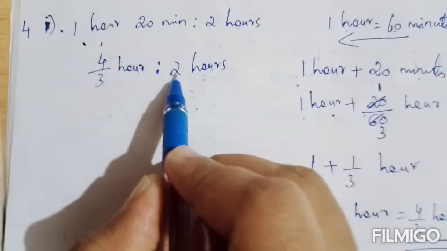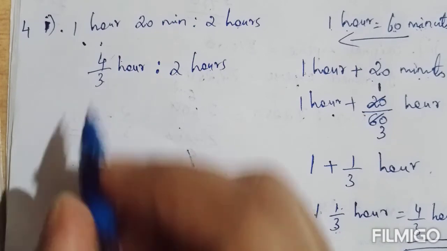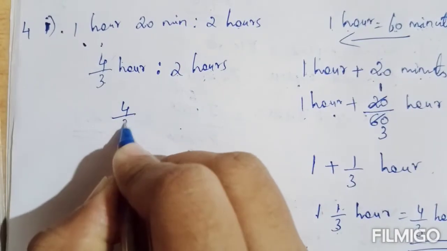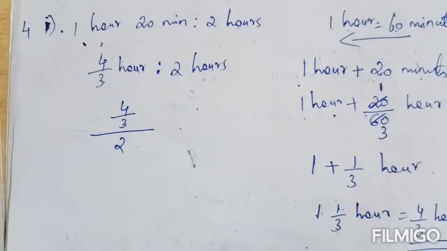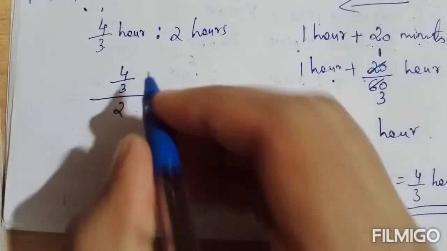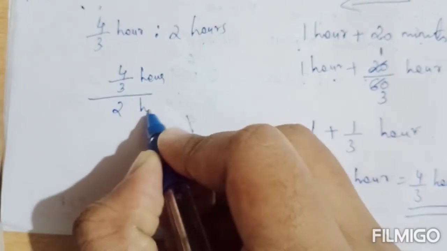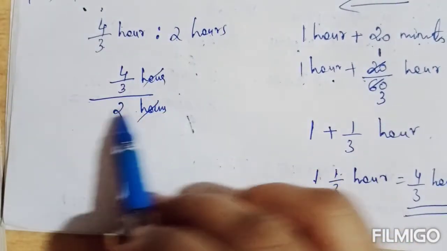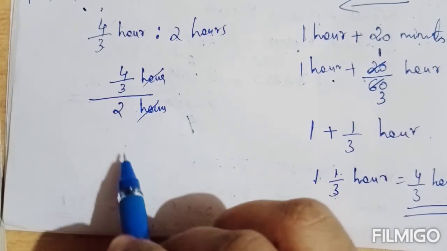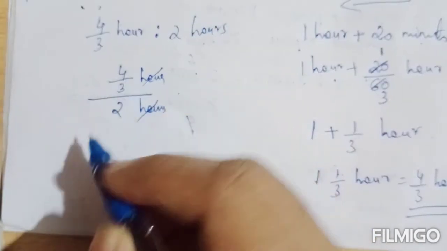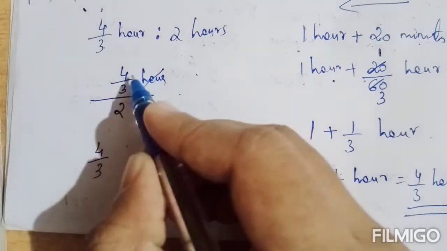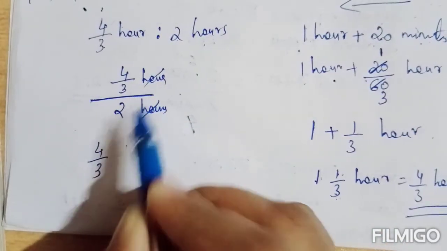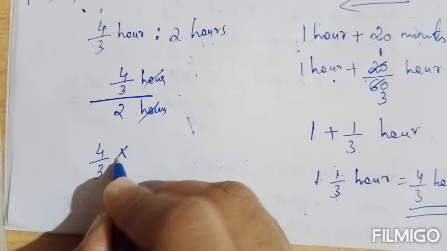Now we know A is to B, we can write it as A by B. So 4 by 3 is to 2, we can write it as 4 by 3 by 2. Now how can we find this? Here hour is there, that you can cancel. Now 4 by 3 divided by 2, division of fractions. First write the dividend, that is 4 by 3, write 4 by 3 itself. Division sign, change that to multiplication sign.